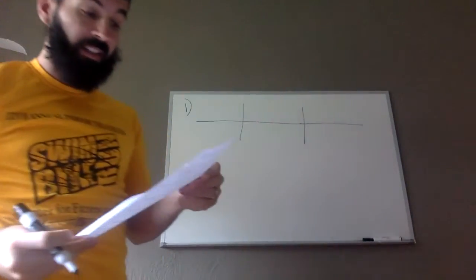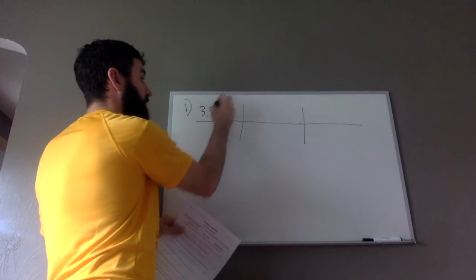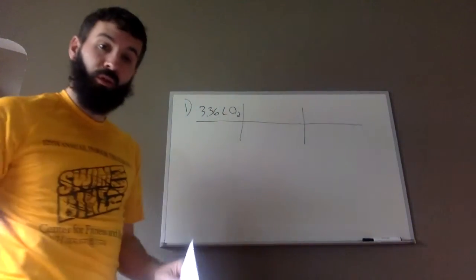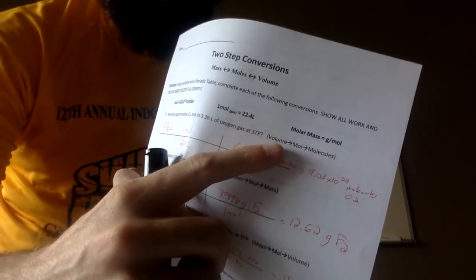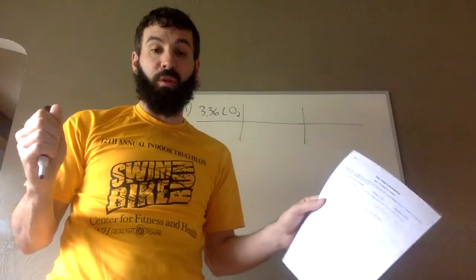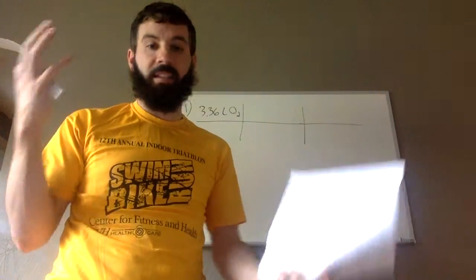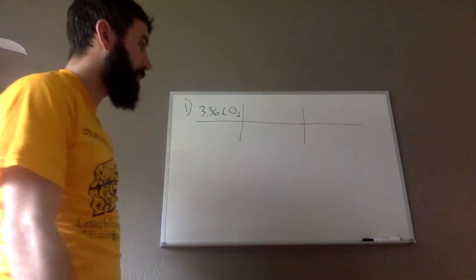Okay, so number one, it says how many oxygen molecules are there in 3.36 liters of oxygen gas? So start by writing 3.36 liters O2 in the first block. Now, if you notice on each problem, I gave you guys a little road map. It tells you what to do. You're going from volume to moles to molecules. Now, if you guys pull out your mole road map I gave you, it tells you literally exactly what to do each step of the way. But I want you guys to just start figuring it out based on units.